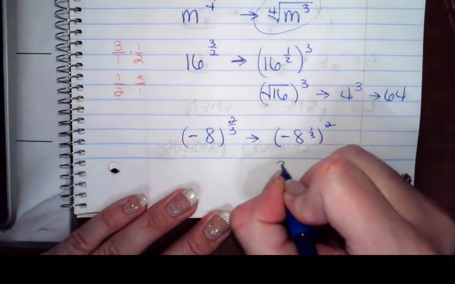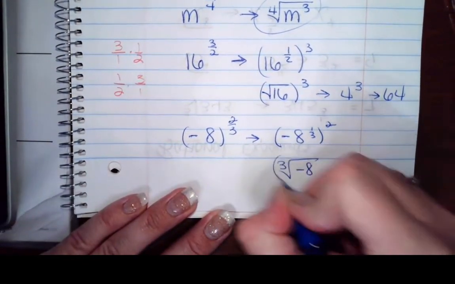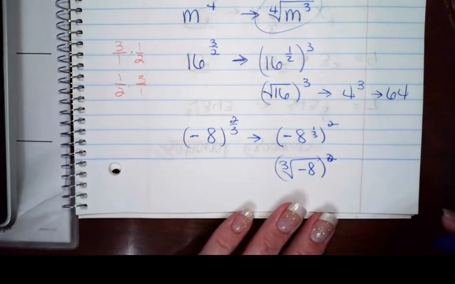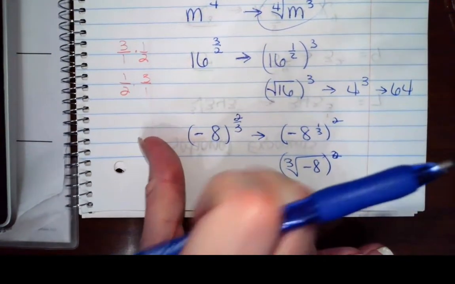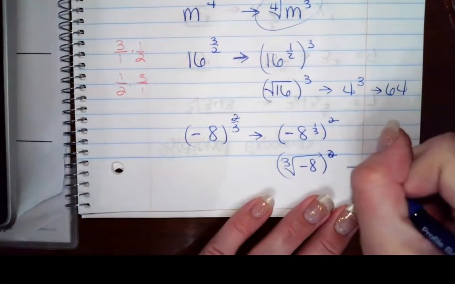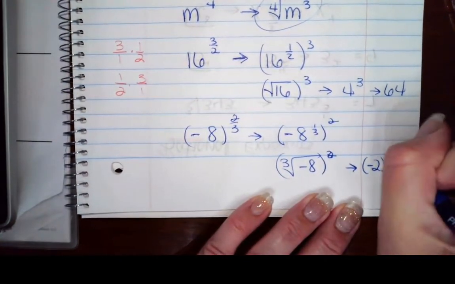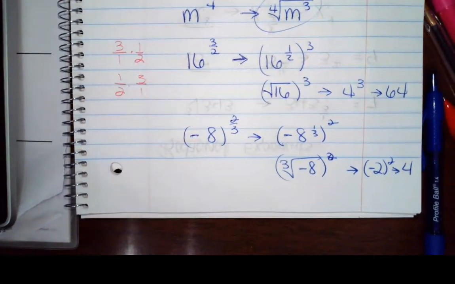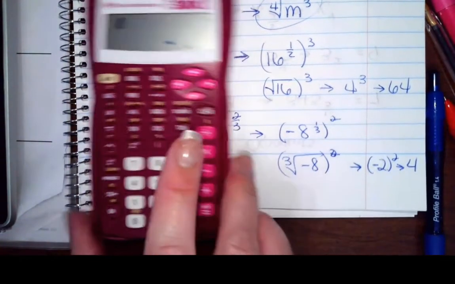So what is the cubed root of -8? Oops, sorry, that's a 2. The cubed root of -8 is going to be -2, because -2 times -2 times -2 is -8. So that gives me -2. And then square that. -2 times itself is 4. So my answer is 4.